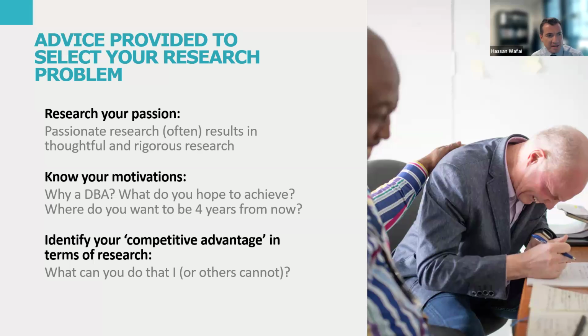Now, here are a few pieces of advice I would like to provide. These are the final 2-3 slides for me before we move to the next part of this workshop. First, research your passion. Passionate research often results in thoughtful and rigorous research. The topic will be with you for the next 4 or 5 years at least, so you really need to think about a topic that you're passionate about. Remember, this will also contribute to your professional identity as a subject matter expert in a specific topic.